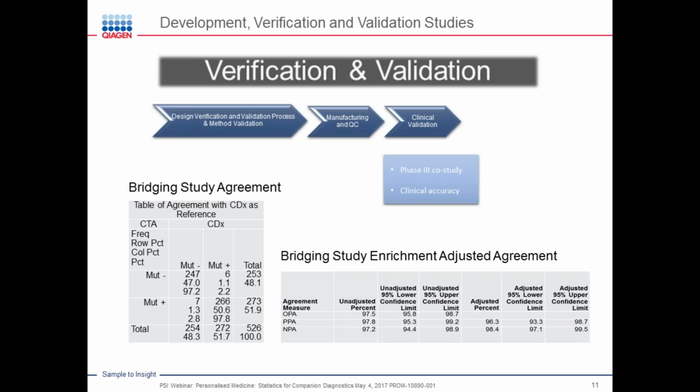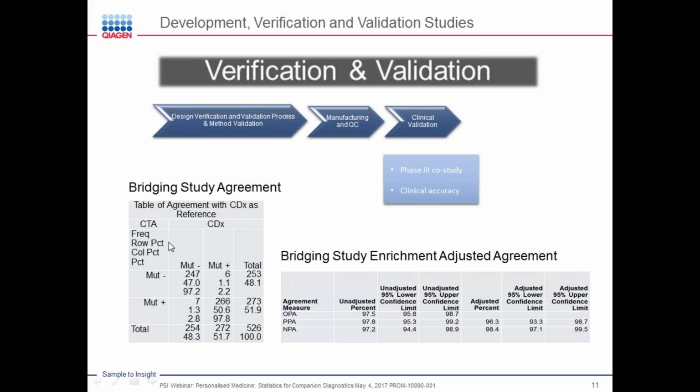So if the CDX is available in time for the start of the phase 3 co-study, then we don't need to do bridging. But if it isn't, then we will have a clinical trial assay. So that's the assay that was used in the original pivotal trial. And we'll have the CDX, the companion diagnostic, that has been tested on samples that were kept.